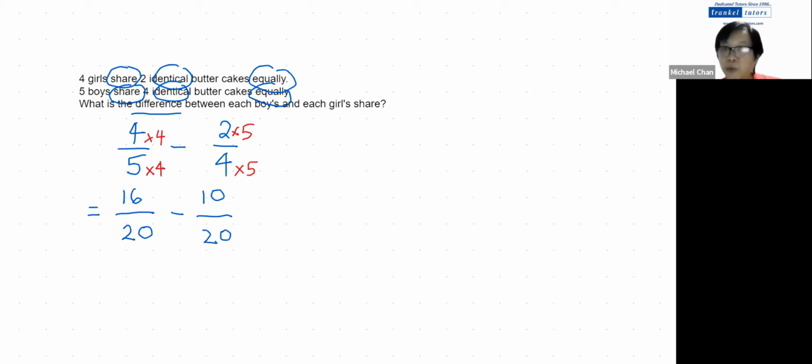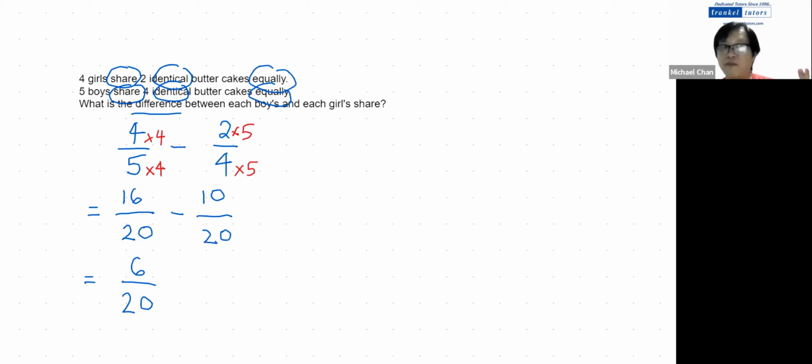So when we do subtraction of fractions, we keep the denominator and subtract the numerator. So we keep the denominator, 16 minus 10 will give you 6. Now, 6 out of 20 is not the simplest form. Usually the teacher will ask you to give the answer in the simplest form.